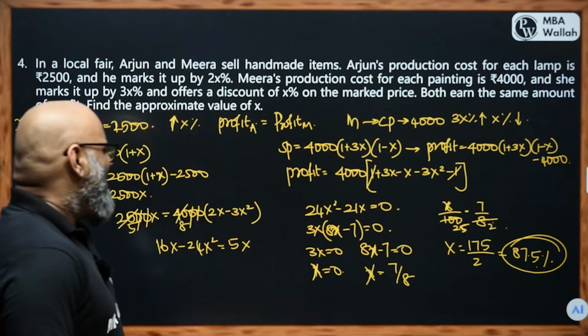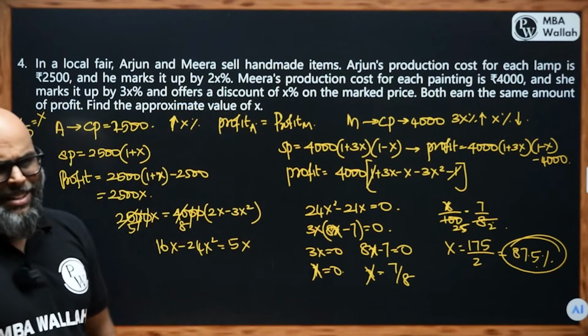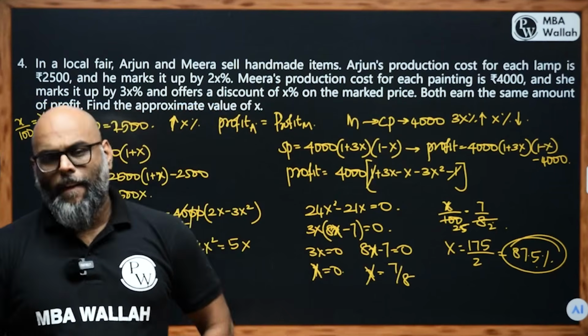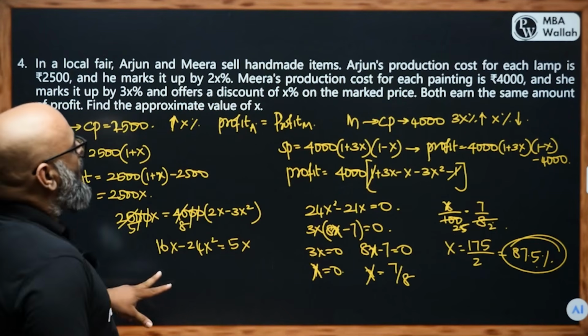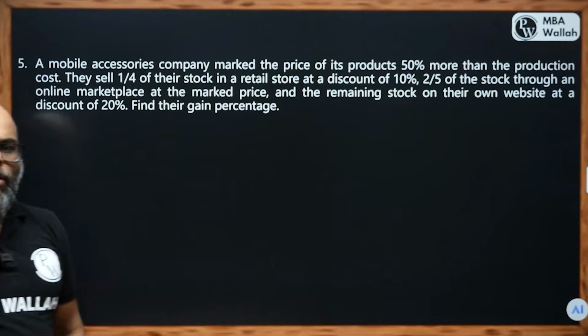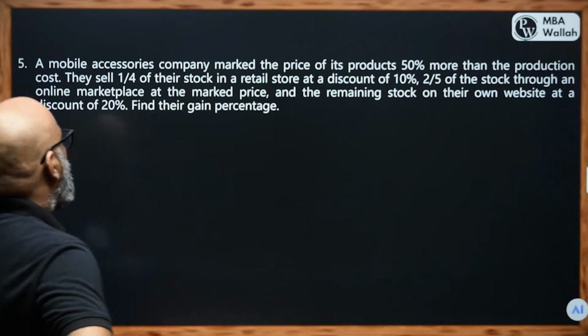Nice question. Lengthy one, but then definitely doable. On the cards to be solved. Right. We'll move on to one last question for the day. Right. Let's solve this question now.